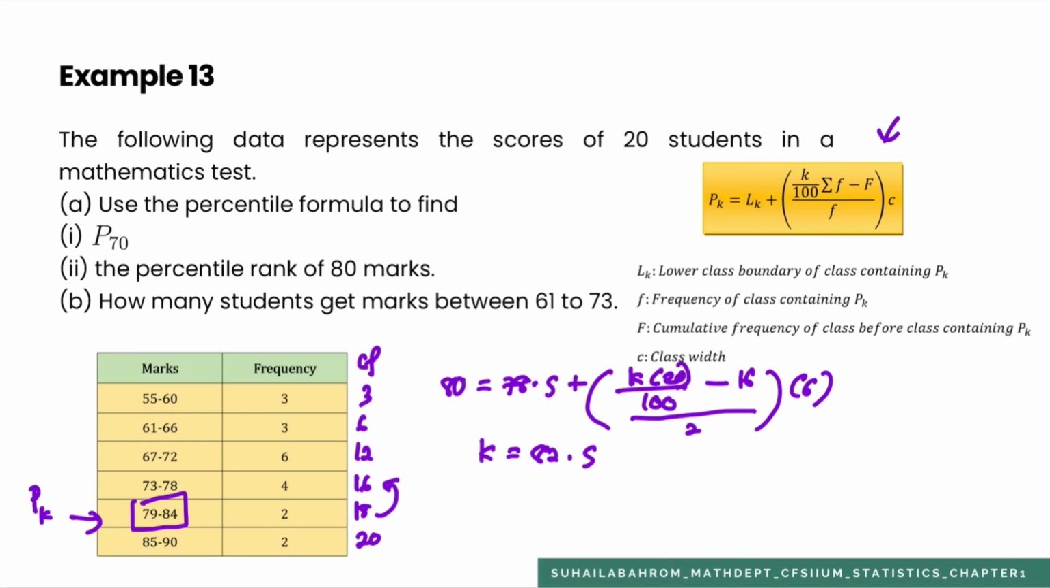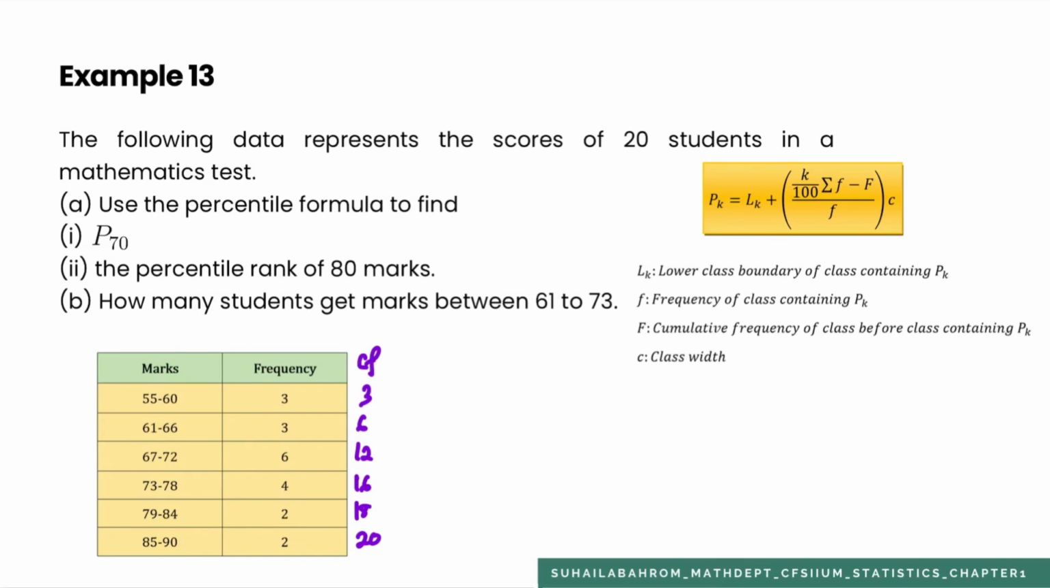82.5. Since it is mentioned from the formula before, you always have to round off the value. Therefore, the answer should be 83. But it's better for you to write down the answer like this: percentile rank of 83 is equivalent to the 80 marks. So this is our final answer.